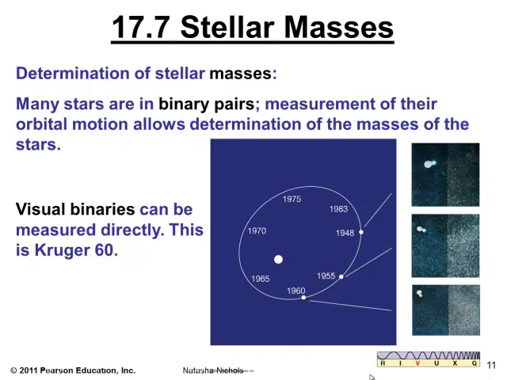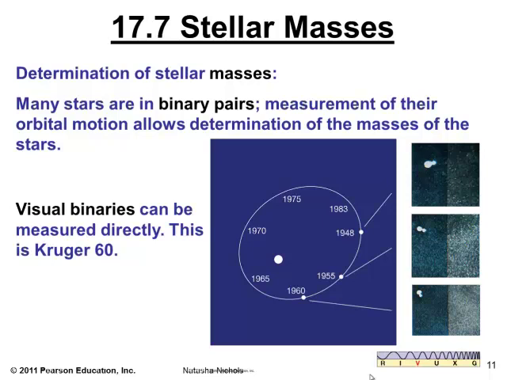A lot of the stars, in fact, more than 50% of the stars out in the universe are binaries, which means they come in pairs. They're not isolated stars like our Sun. This is very useful because a measurement of their orbital motion allows us to determine the masses of these stars.